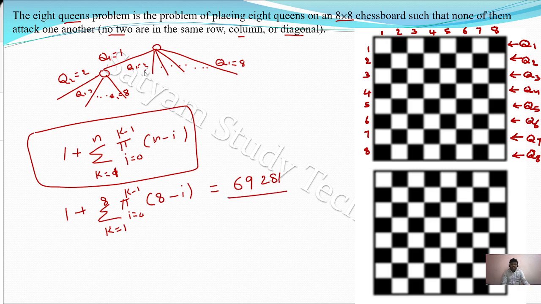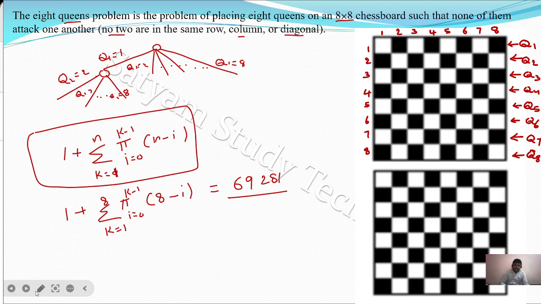So for example, in the n queen problem here, 1 plus, here k equal to 1, and n is 8, as 8 queens are placed on the 8 by 8 chessboard. So the product of i equal to 0 to k minus 1 of (8 minus i). So here, the total number of nodes is 69,281 nodes. You can expand this state space tree, the solution tree, and get the number of solutions. But these solutions do not satisfy the constraint, the bounding function.